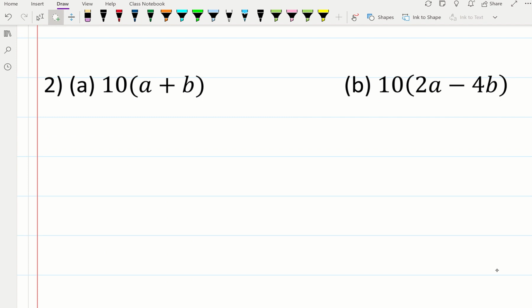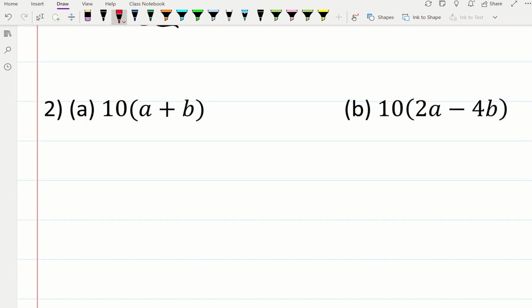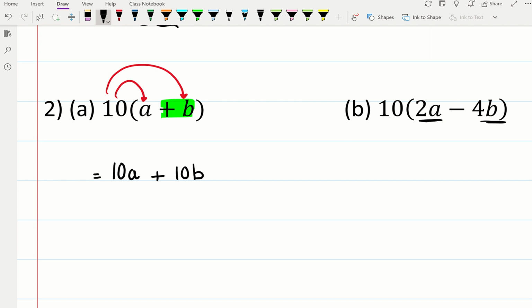You've got 10 times a plus b. Again, this is a positive b. 10 times a is simply 10a. When I multiply in algebra, all I do is take this sign out and I bring them together. 10a means 10 times a. And I'm going to multiply 10 by positive b, so it's going to be a positive 10b.